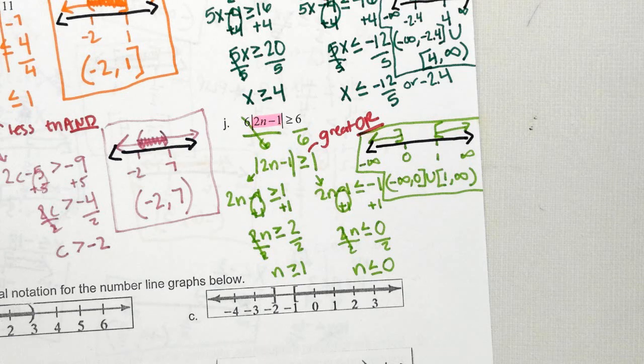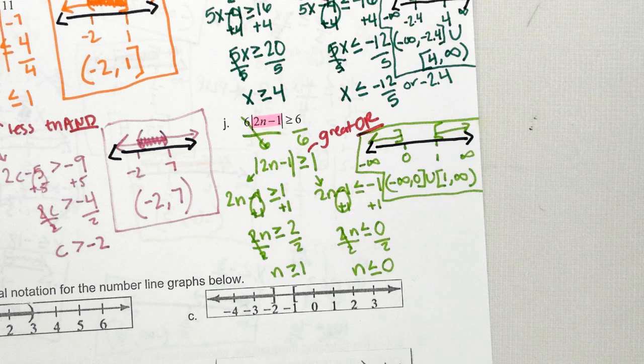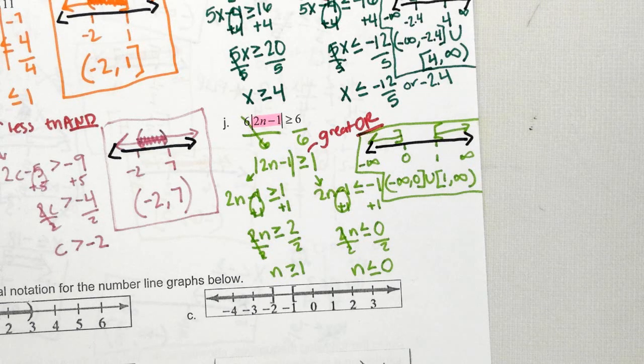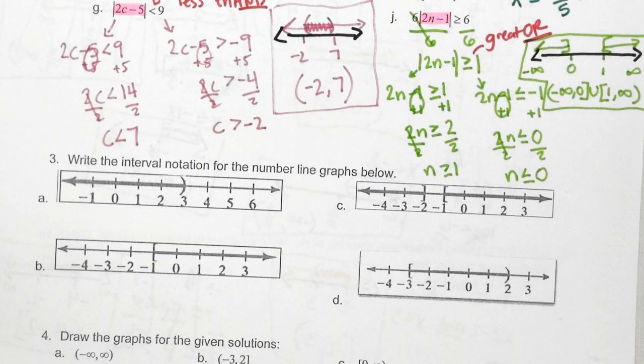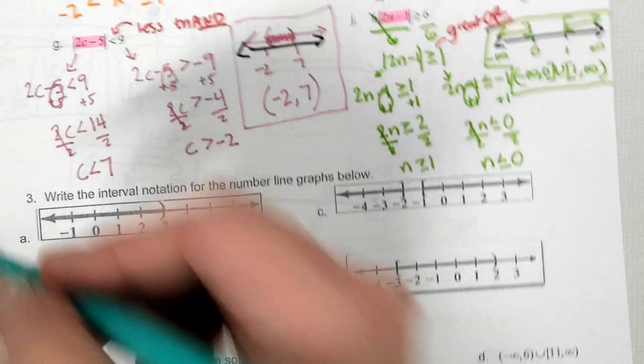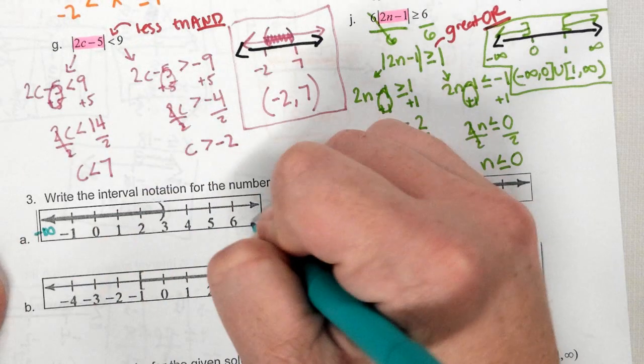Any questions with those? Okay, the rest of them are going to be a little quicker and easier. Okay, so let's look at number 3. A, B, C, D on number 3, it just says write an interval notation from the number line. You don't have to make the number line. The number line's made for you. Yes? But I want you to remember, this is negative infinity, this is positive infinity.